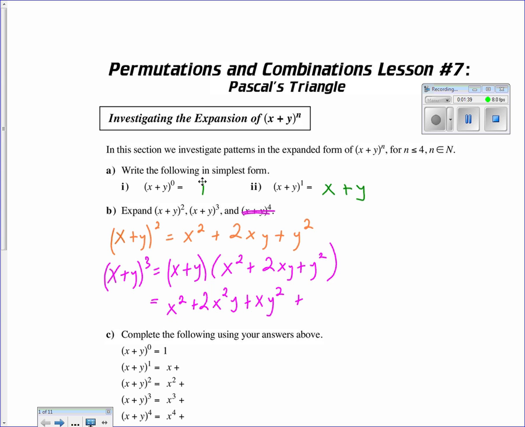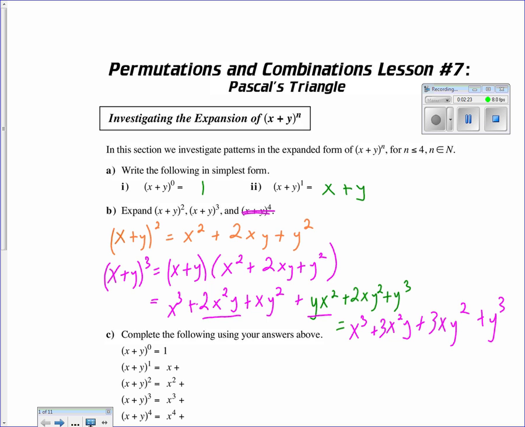And then I have to bring in that y, I'll change color. Then I get yx^2 + 2xy^2 + y^3. And I collect my like terms, and I get x^3 plus 3x^2y's. Here's an x^2y, and here's another one, plus 3x^2y, and I also have 3xy^2 and a y^3. Now, you can't imagine having to do that to the 4th or to the 12th or to the 17th. So we want to find a pattern for this.